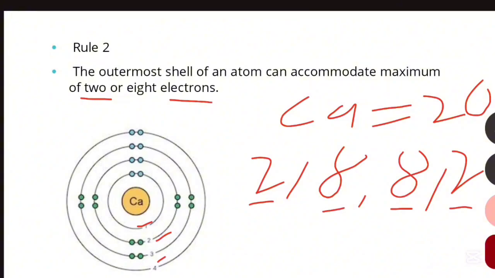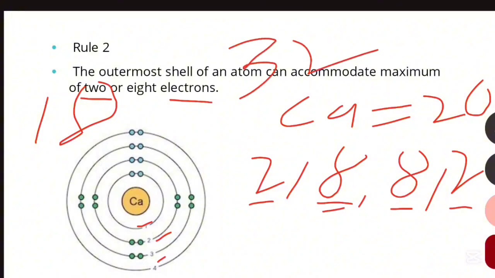This is rule number 1. The first cell has the capacity to hold 2, the second cell has the capacity to accommodate 8, the third cell has the capacity to accommodate 18 electrons, and the fourth cell has a carrying capacity of 32 electrons.